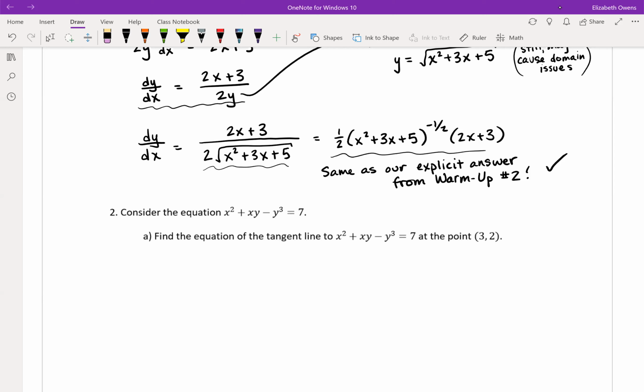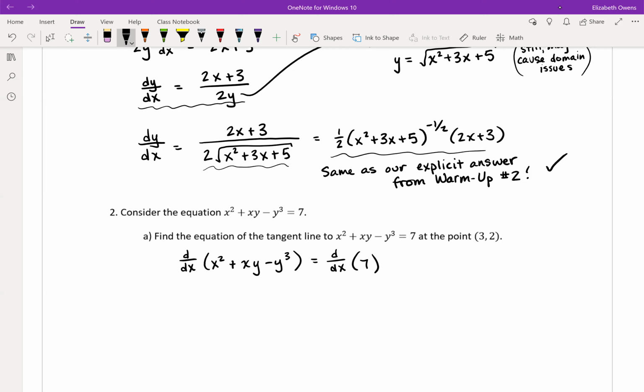So we're going to start out like we normally would. We need to find the slope for this tangent line first. And to get the slope of a tangent line, we need to take the derivative. So we are going to take the derivative of everything on both sides of the equation here, because this is definitely implicit. Okay, so there's our left side, and then here's our right side.